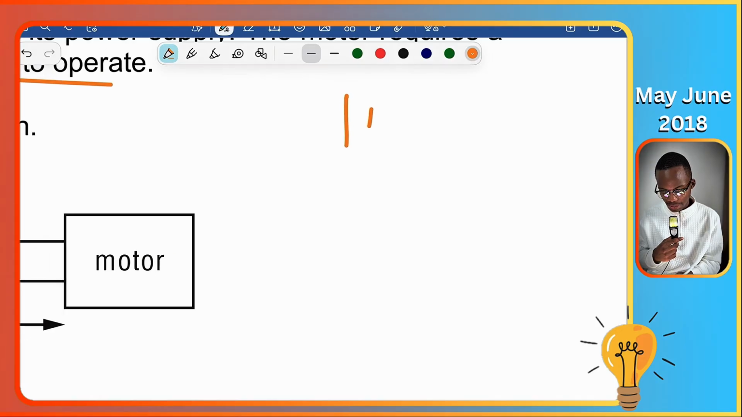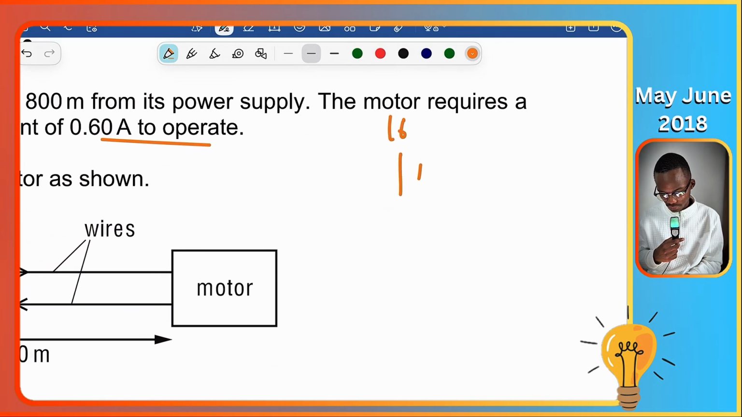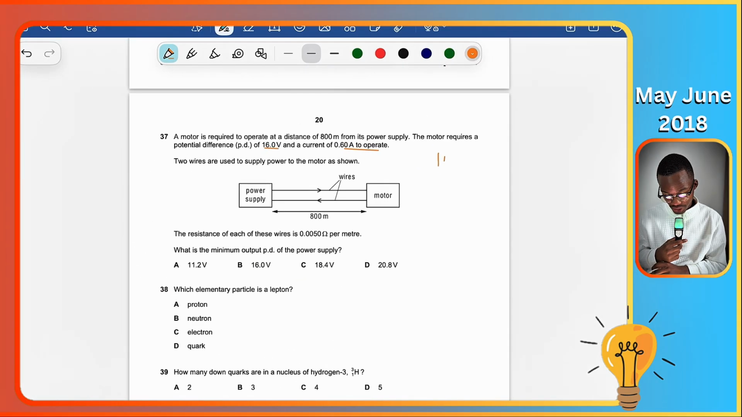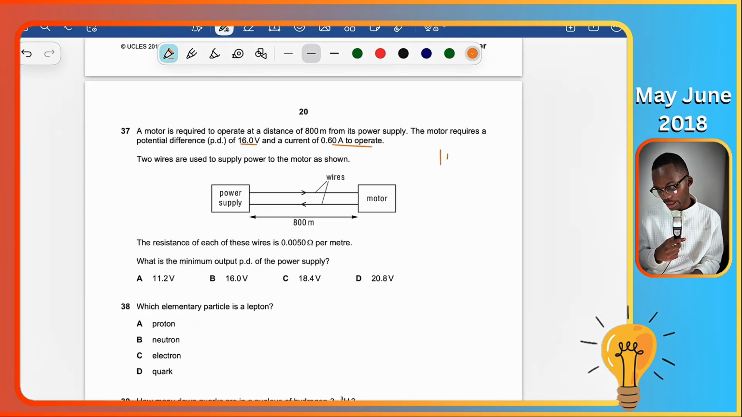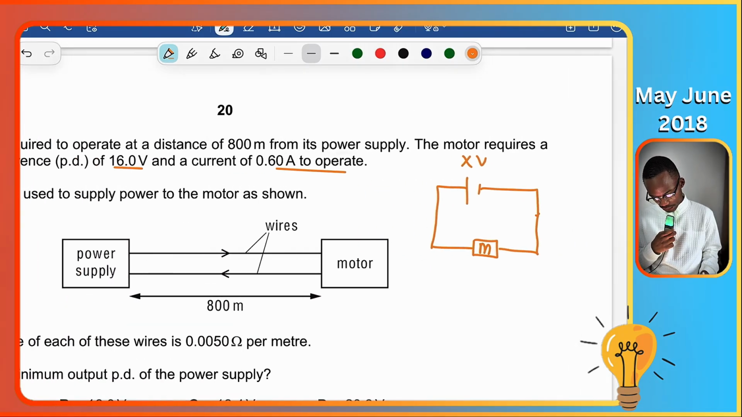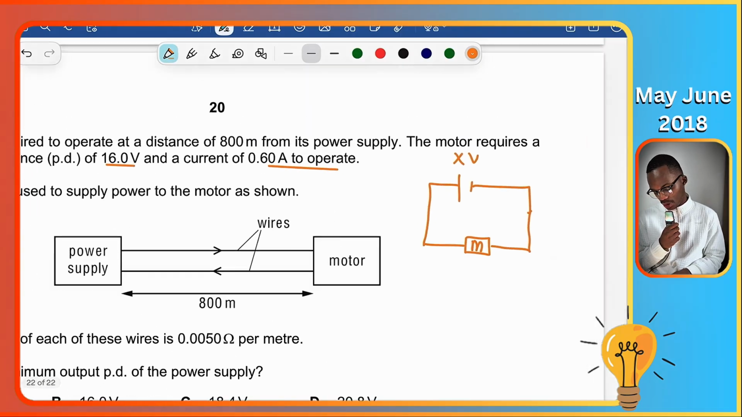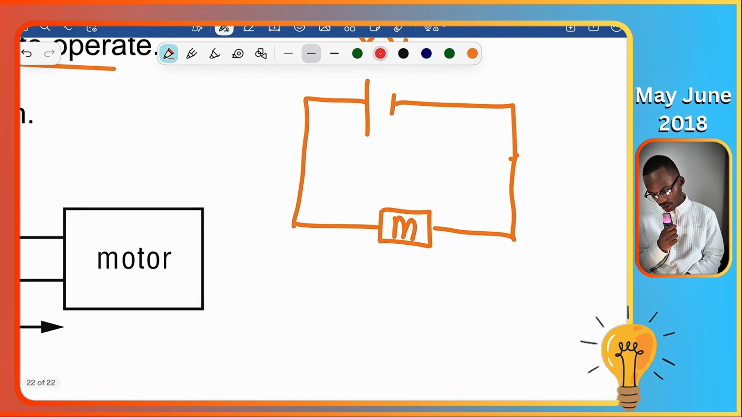So I can have my power supply, which is, let's say, 16 volts. So the question is literally asking me the minimum output PD of the power supply. Okay, so I don't know it. It's going to be X volts. Fine. So here you have wires that are having a certain resistance in them. So I can put a little resistor here to indicate the wires on both sides. Right? This is very important.